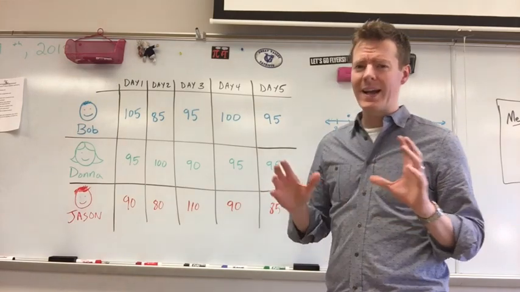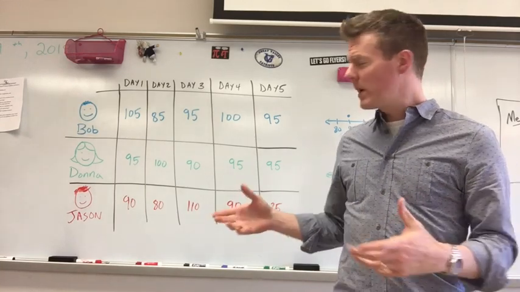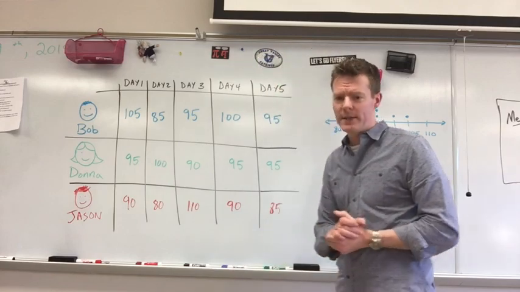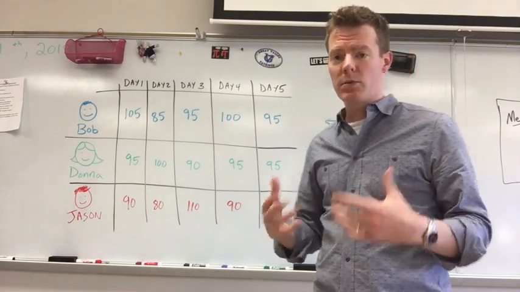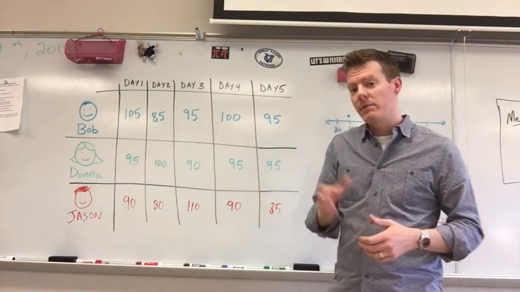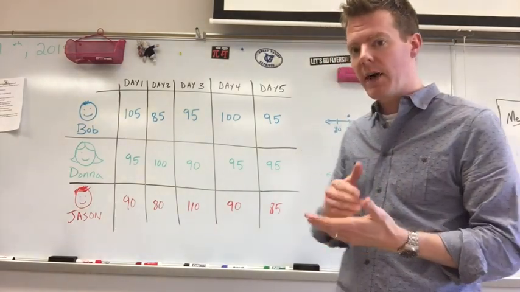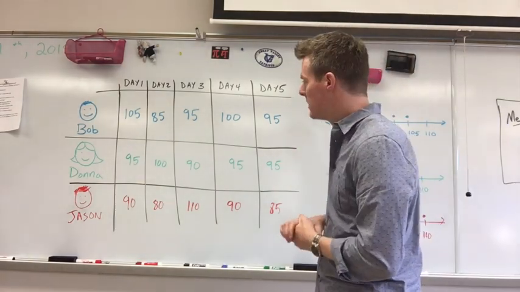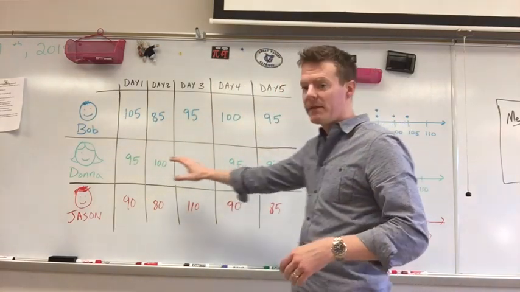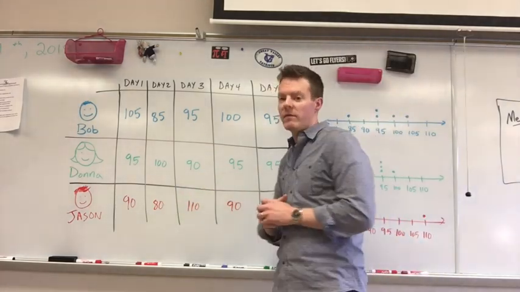So first, let me give you an example of what we would use data analysis for. Here I have three people: Bob, Donna, and Jason. Let's say that these three people competed in a video game on their iPads for 5 days in a row, and they calculated their scores at the end of each day and recorded them on this table. Here I have Bob's scores for each of the 5 days, Donna's scores, and then Jason's scores.